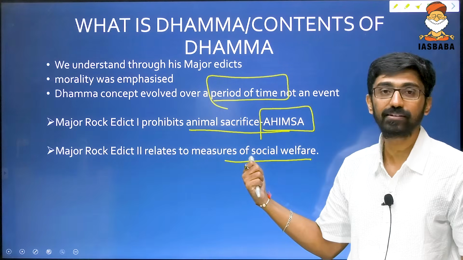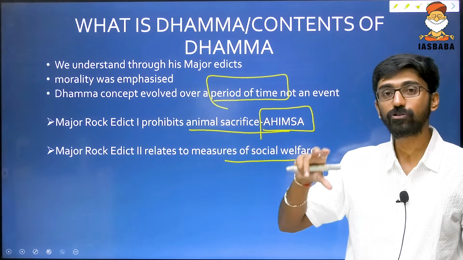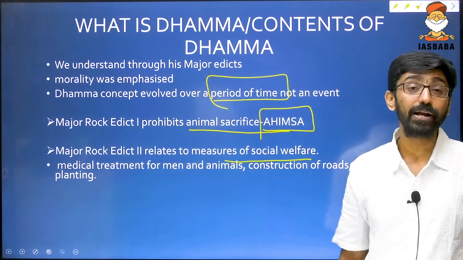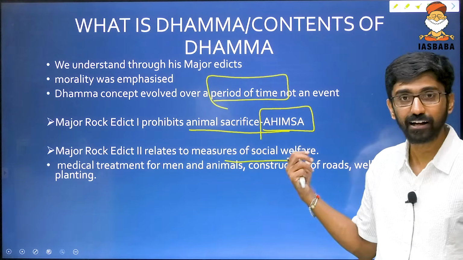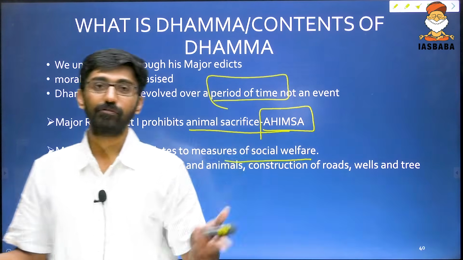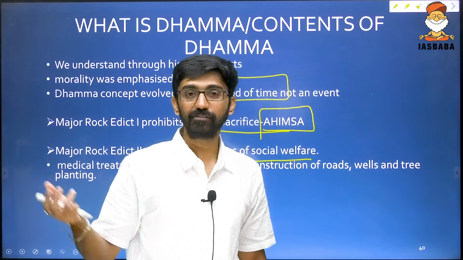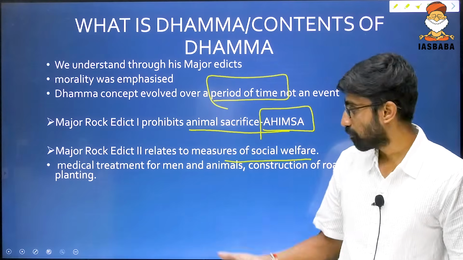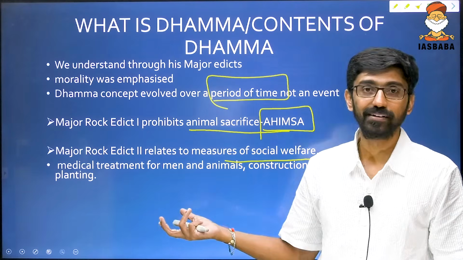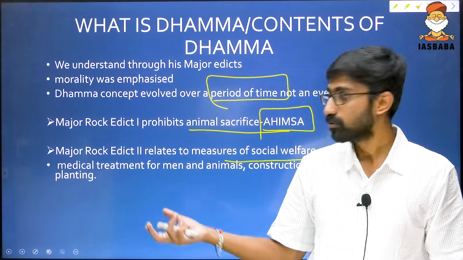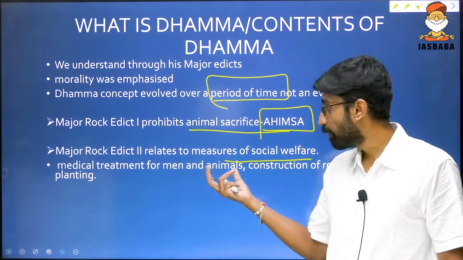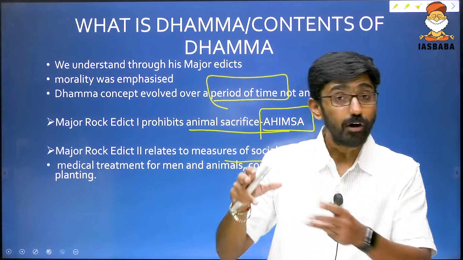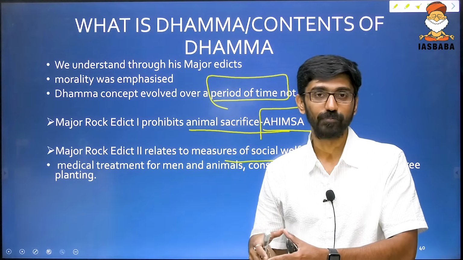Now, Ashoka in major rock edict 2 says that the government should take some kind of social welfare measures. Look at that: medical treatment, construction of roads, planting of trees. Today we have the Pradhan Mantri Gram Sadak Yojana for construction of roads. Planting of trees, the National Forest Policy. Then medical treatment for both men and animals; today we have universal health coverage, Ayushman Bharat. Look at how we can interrelate to present times also.